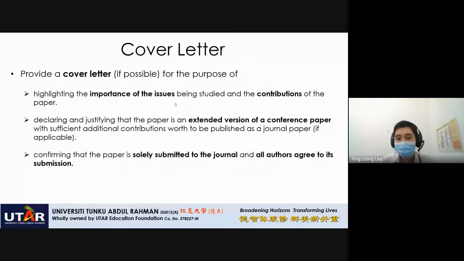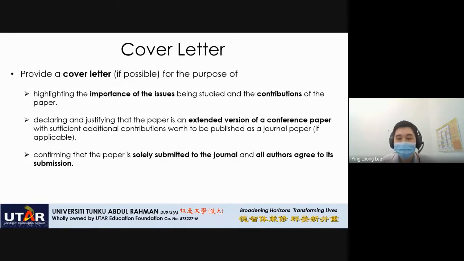Okay, cover letter. I believe almost every journal has an option for you to submit a cover letter. I actually encourage you to submit one. The cover letter can highlight the importance of the issues that you're studying and the contribution of the paper. You can also use it to declare and justify that your paper is an extension of a conference paper, and highlight the extensions that you have done from the conference paper.